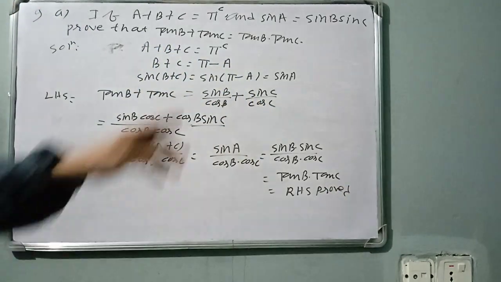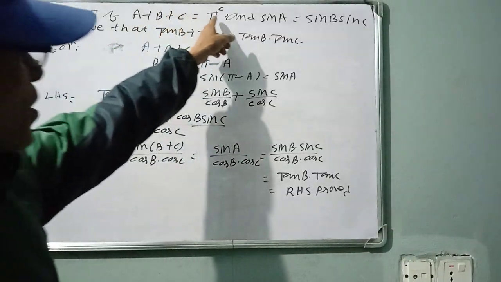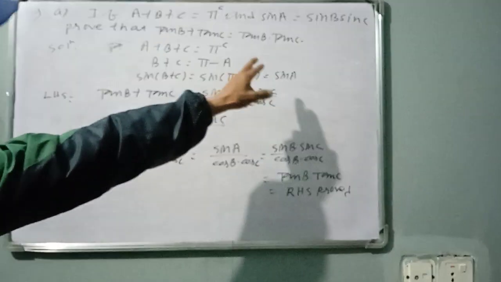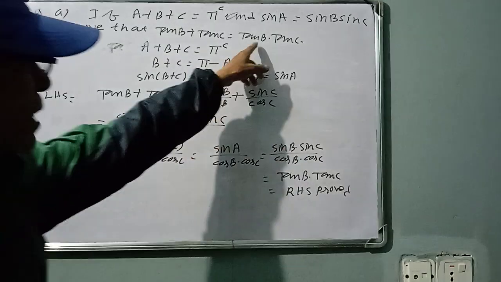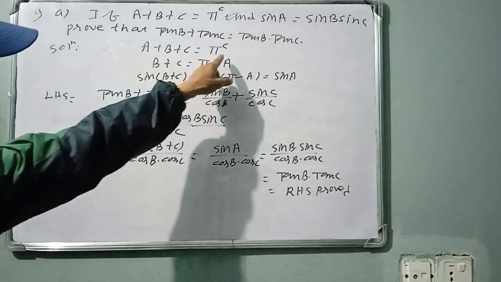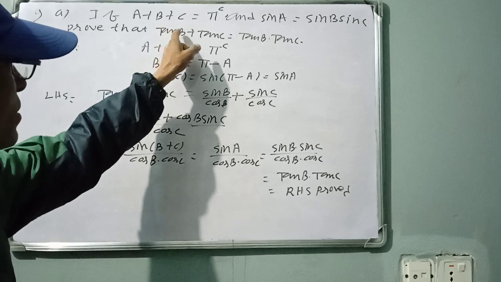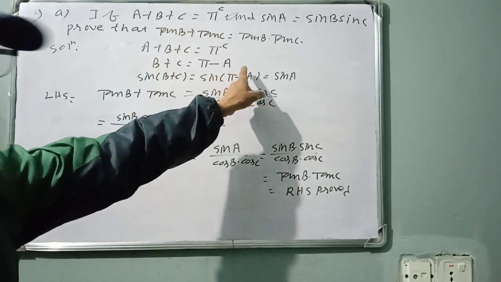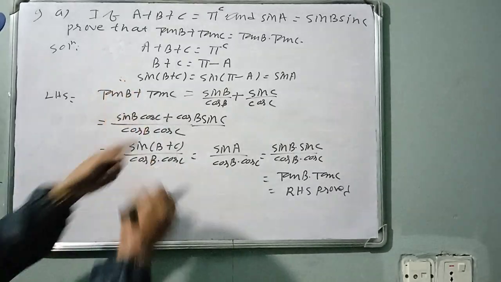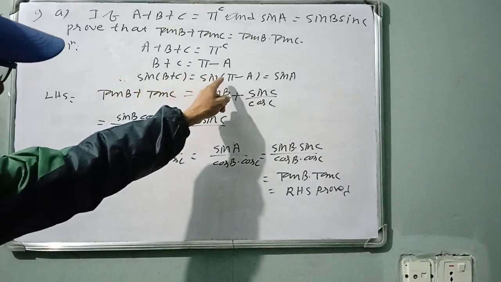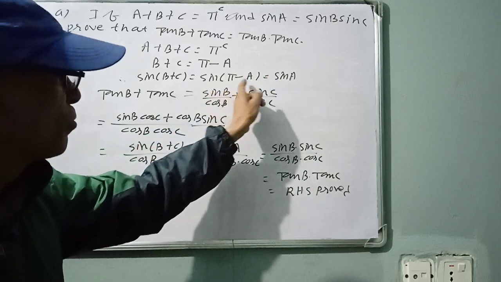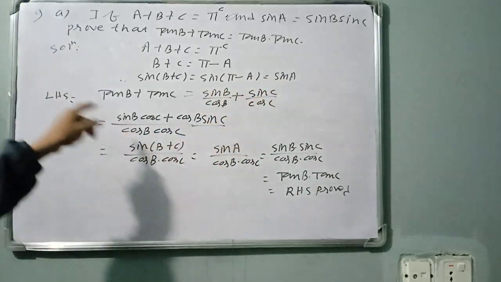Okay. Given condition: a plus b plus c equals pi and sin a equals sin b into sin c. Prove that tan b plus tan c equals tan b into tan c. Given condition a plus b plus c equals pi. See there is b and c. B plus c equals pi minus a. Take sin. Sin (b plus c) equals sin (pi minus a) equals sin a. Sin (180 degree minus a) is sin a.